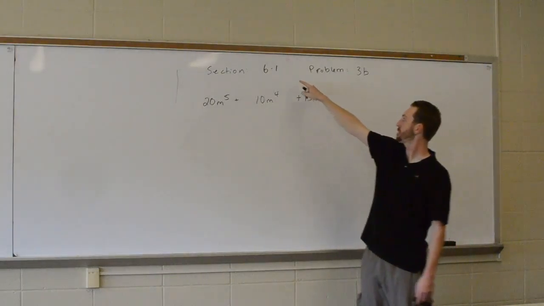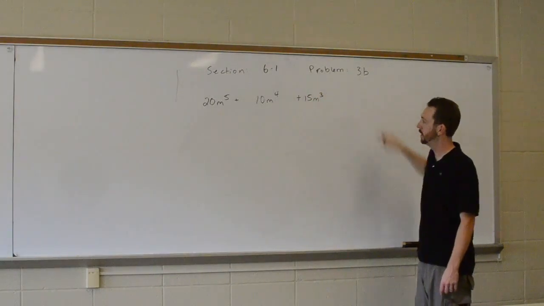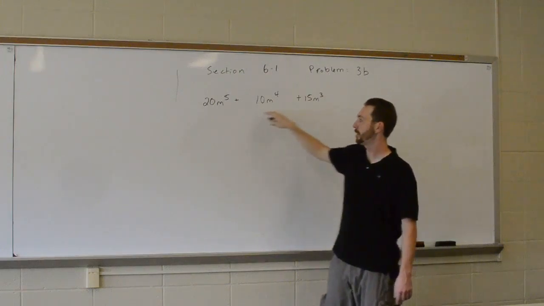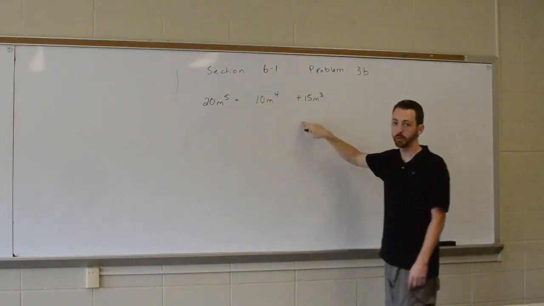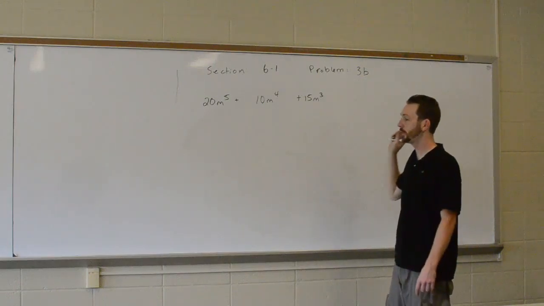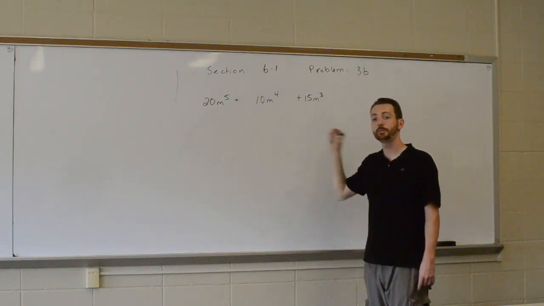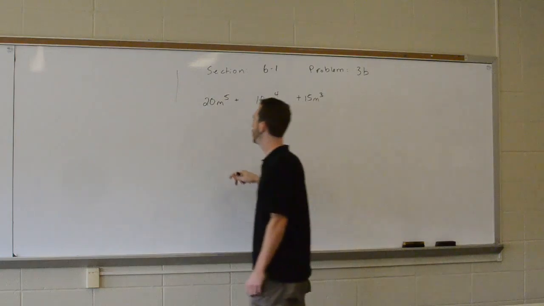Here we're doing section 6.1, problem 3b. The question asks us to factor out the greatest common factor from this expression. So before we can factor out the greatest common factor, we have to find the greatest common factor. We do that in the same way.